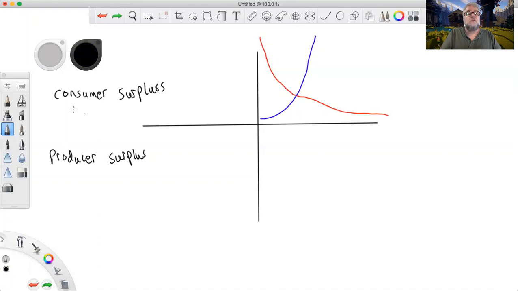And what consumer surplus means is too many consumers. And producer surplus means too many producers, too many products. So consumer surplus is a situation where you have a lot of people buying stuff, but not as much material. So this is high demand.